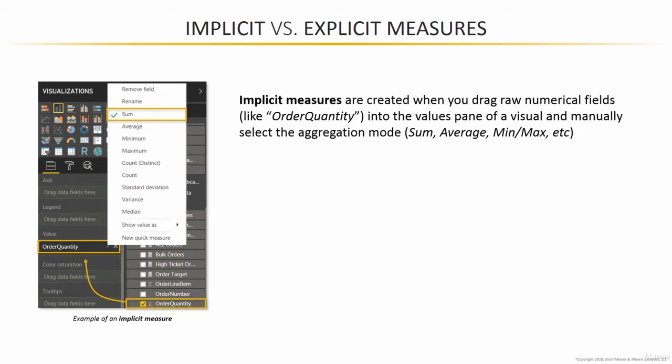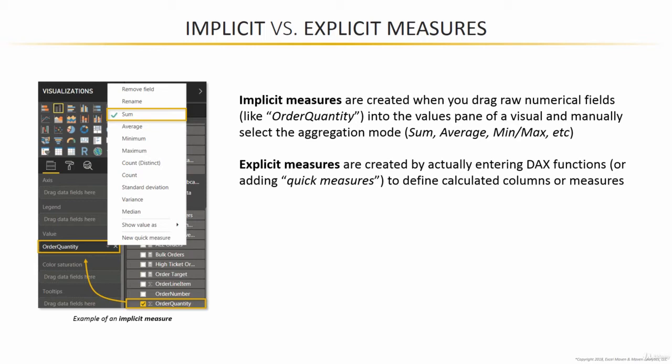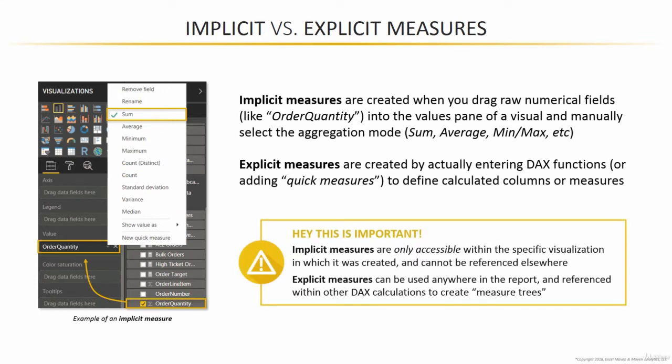And that's exactly what's been going on with all of the values that we've been looking at in the matrix views that we've built. Now, on the other hand, explicit measures are created by actually entering DAX functions, which we're not going to do, or quick measures, to explicitly define calculated columns or measures. So, very important difference here. Implicit measures are only accessible within the specific visualization in which they're created. You can't reference that sum of order quantity anywhere else. Same exact idea as a calculated field in an Excel pivot table. It can only be accessed and analyzed in that place.